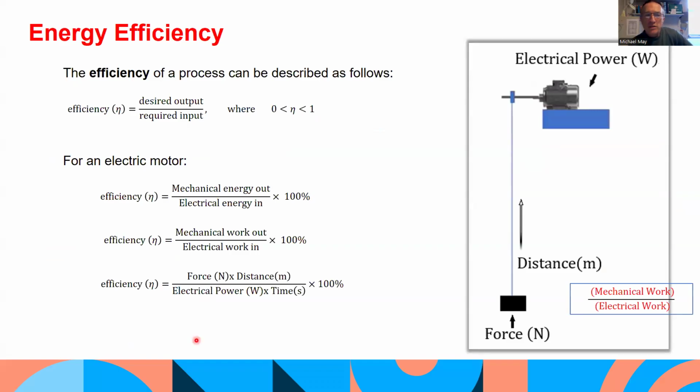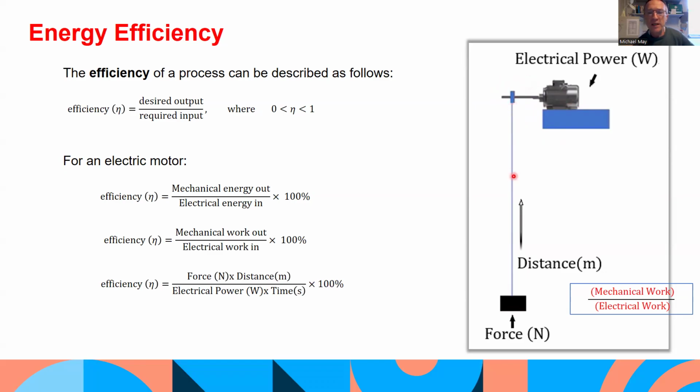Another important term in engineering is efficiency, and it's strictly defined as the desired output over the required output. So let's say you have an electric motor, for example. You want to know how much mechanical work is being done by the motor and divide that by how much electrical work goes in to make that happen. You can also express it in terms of power, so it's the power out over the power in.